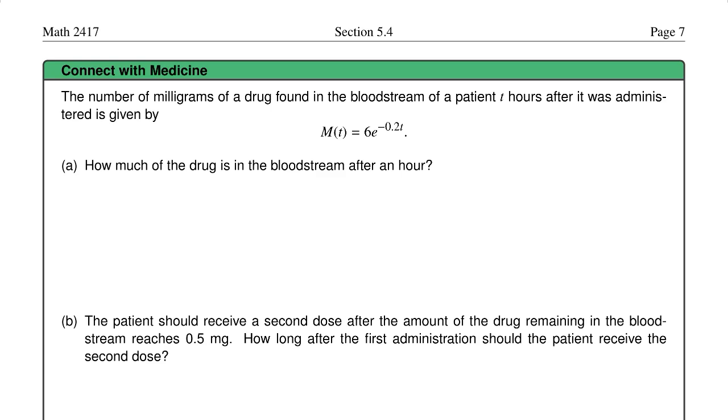Next, we have one of our connections. We want to connect with medicine. The number of milligrams of a drug found in the bloodstream of a patient t hours after it was administered is given by m of t is equal to 6 times e to the negative 0.2 times t power. How much of the drug is in the bloodstream after an hour? So we want to find m of 1. Be sure and use the correct notation here, m of 1. And that would be 6e to the negative 0.2 times 1, which is 4.91 milligrams.